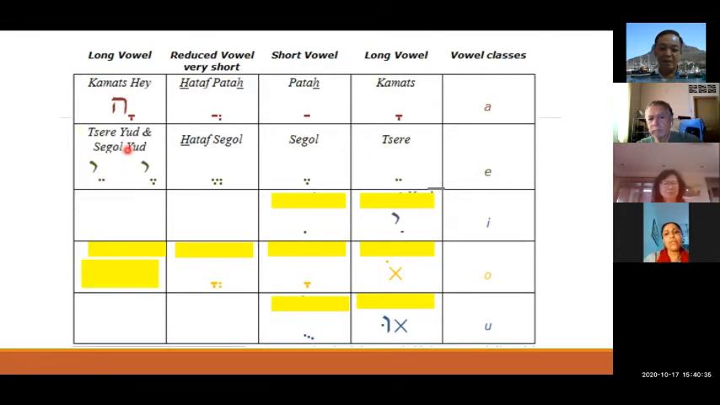Okay. So now we will move on to the next class, which is the I class vowels. If you remember, in English, you have the dot of the I placed on top, but in Hebrew, you have it placed below the letter. Can somebody tell me, what is the name of this vowel, please?